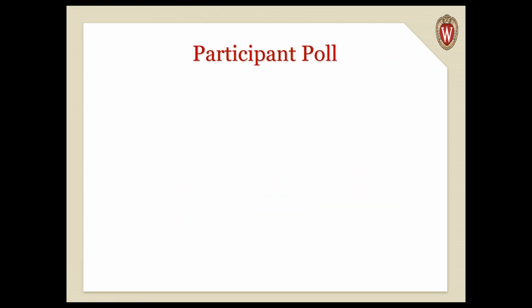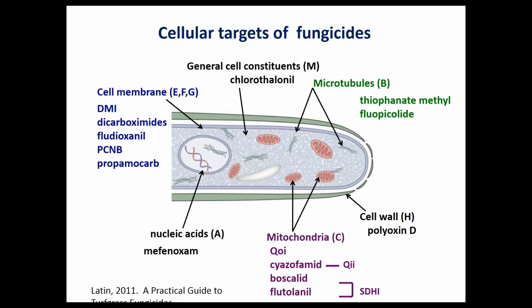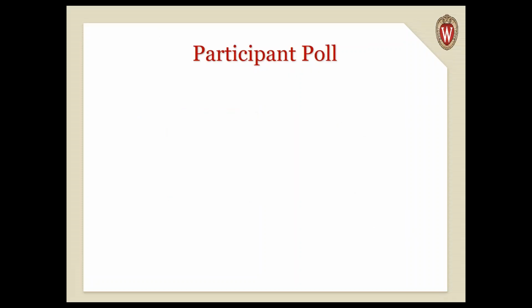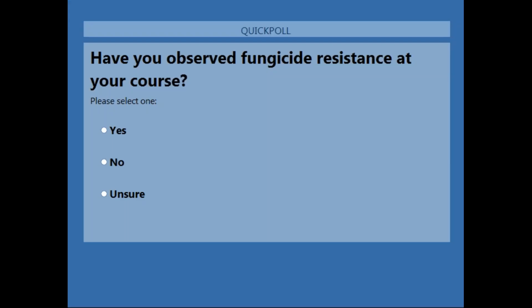All right, so here's another participant poll: if you have observed resistance, how did you determine that? We always get questions from superintendents. So I guess the first question here is, have you ever observed fungicide resistance at your course? We'll let you answer that one first. And then the next question is, if you think you have observed fungicide resistance, why or how did you think that you had resistance?